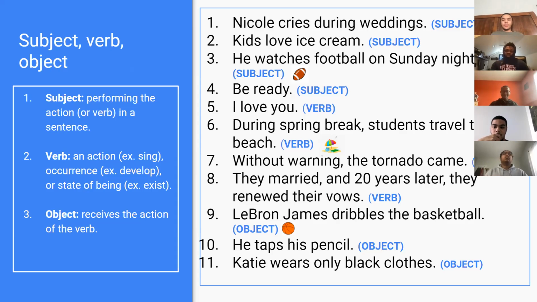Here's the thing. If you get a command, right? Be ready, sit down, shut up. It's implied that the subject is you. So you know if it's a command, it's you. So there's your trick right there.